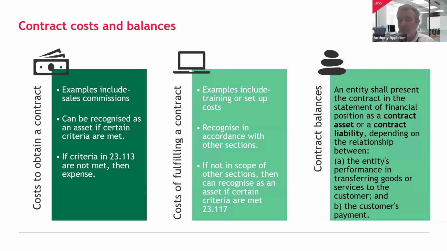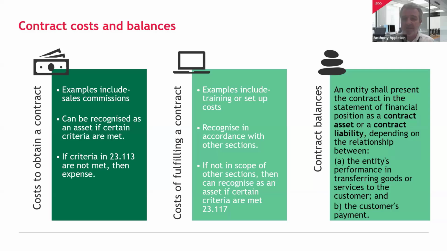You can recognise some other assets relating to cost to obtain, but that's only if there's an explicit commitment in the contract by the customer that they will recover those costs, even if you don't obtain the contract. And you can also capitalise those. Costs of fulfilling a contract. These are the costs which you need to incur in order to satisfy your performance obligations.